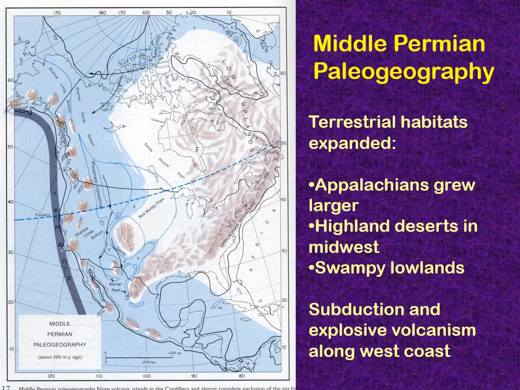Further west, towards what will someday be our west coast, we're seeing lots and lots of explosive volcanism. And this is adding some really unique minerals and chemical conditions to the shallow water environments that we have in the West at the time. In other words, we start getting lots and lots of phosphate being deposited, mostly from a lot of this volcanic eruption.